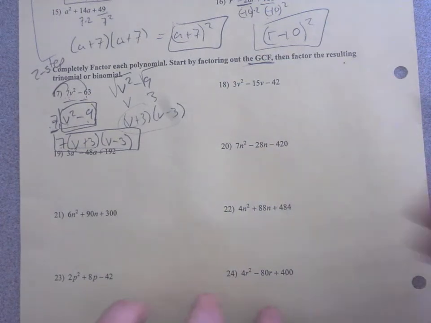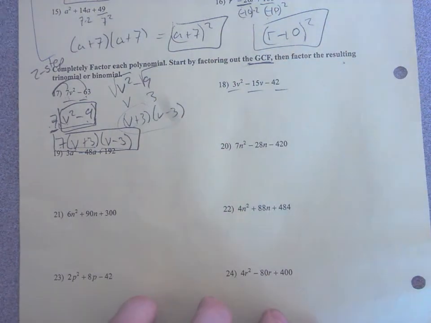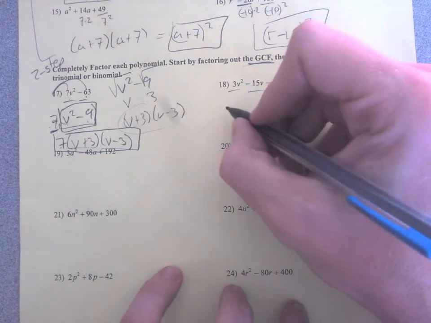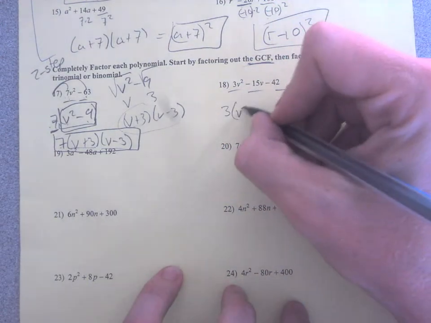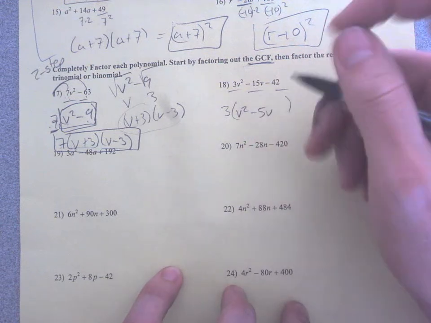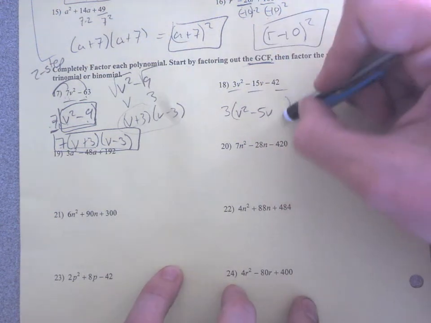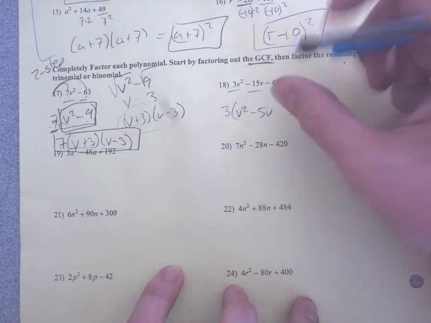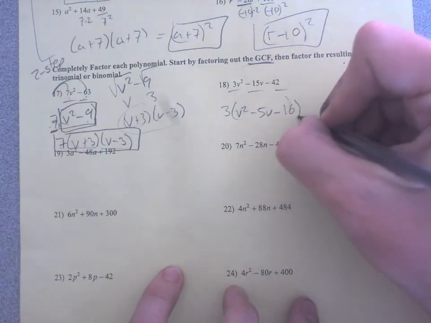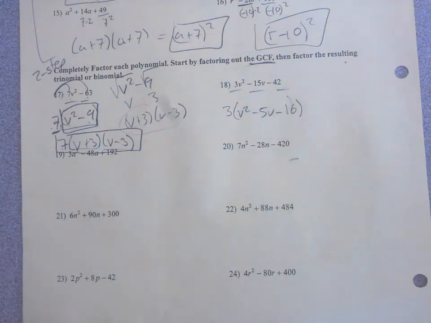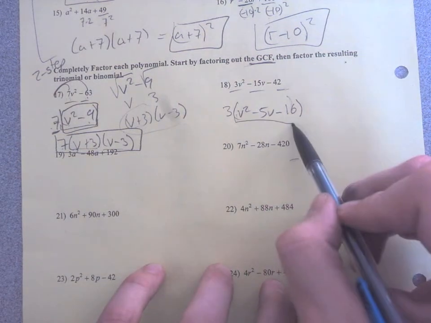Okay, so let's look for a common factor. Looks like a 3. So let's go ahead and take out a 3. Okay, when I do that, I'm going to have v squared minus 5v, and then I think that's going to be 16 minus 16. Okay, so that was step 1. Now step 2 is to factor this guy.